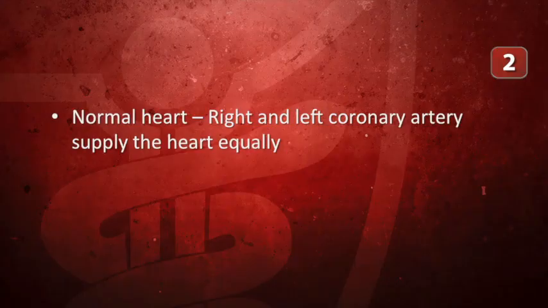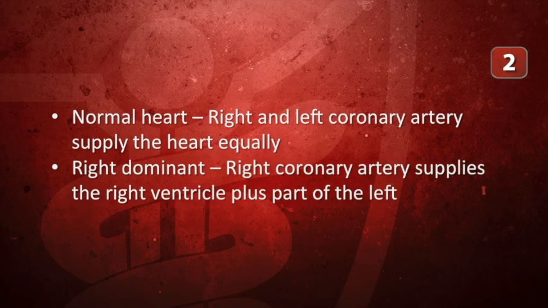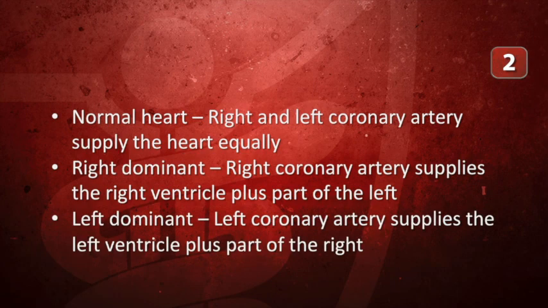Next, what is the difference between a normal heart, a right dominant heart, and a left dominant heart? So in a normal heart, the right and the left coronary arteries supply the heart equally. In a right dominant heart, the right coronary artery supplies the right ventricle plus part of the left, in many cases by an elongated RCA or by giving rise to the circumflex branch. In a left dominant heart, the left coronary artery supplies the left ventricle plus part of the right, in many cases by giving rise to the PDA, or in the absence of a PDA, by an elongated LAD.